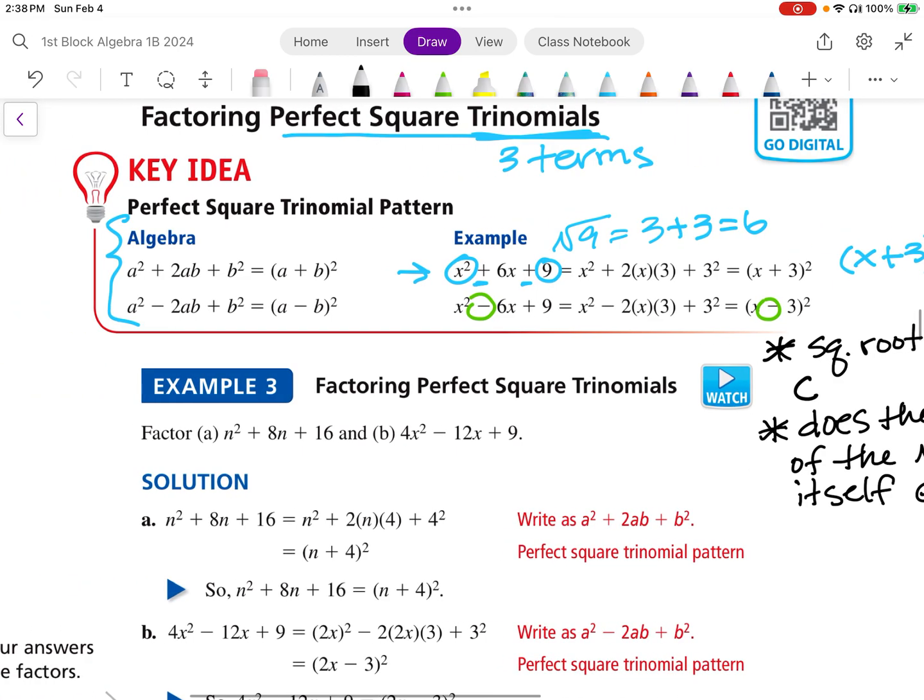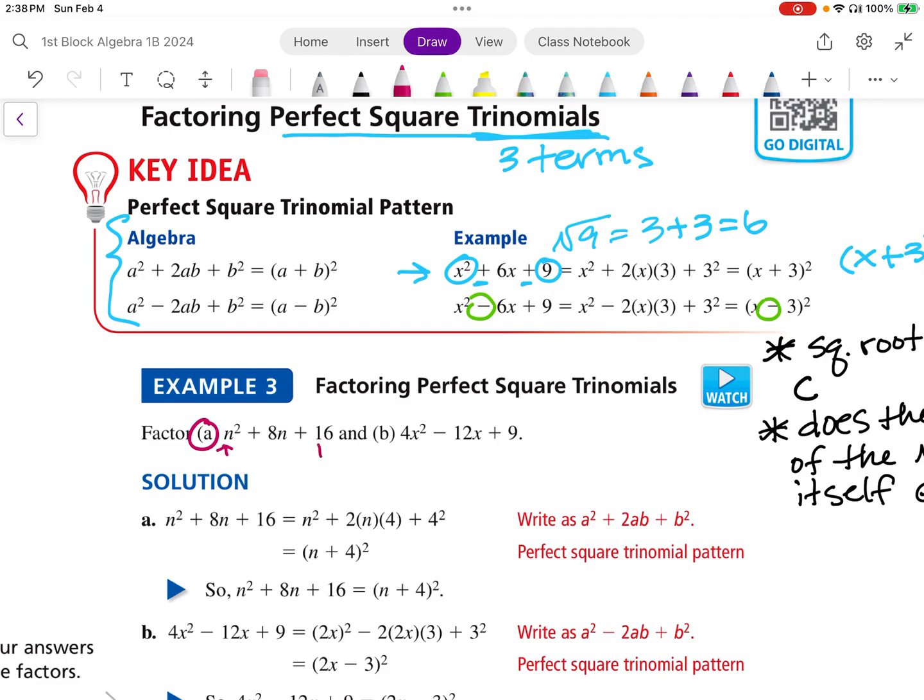So let's see how this works. First, a, n squared plus 8n plus 16. So I want to find out, is this a perfect square trinomial? First off, is it a trinomial? Yes, there's three terms. Is n squared a perfect square?